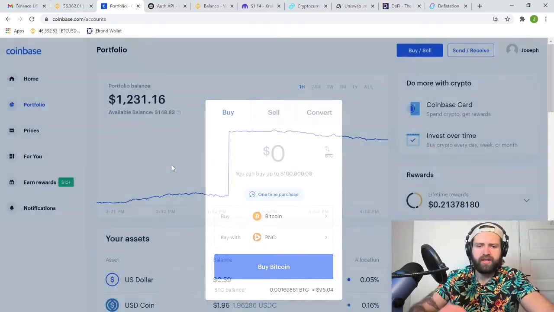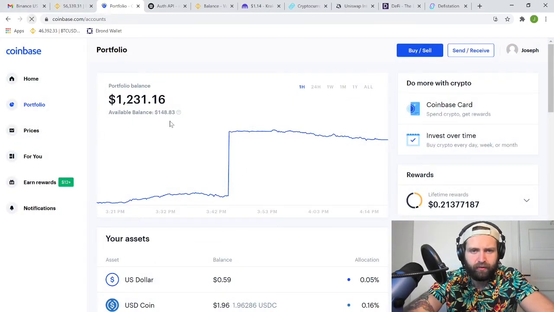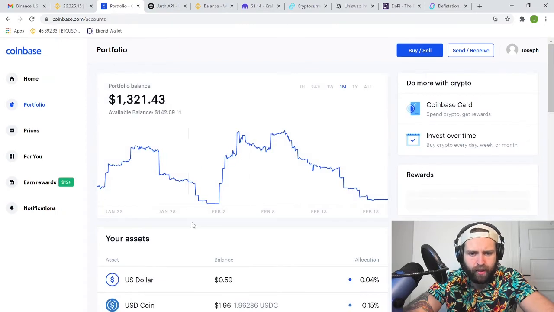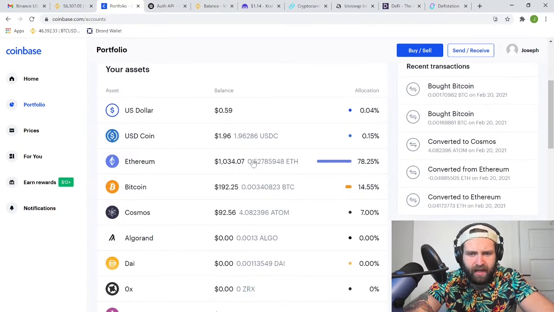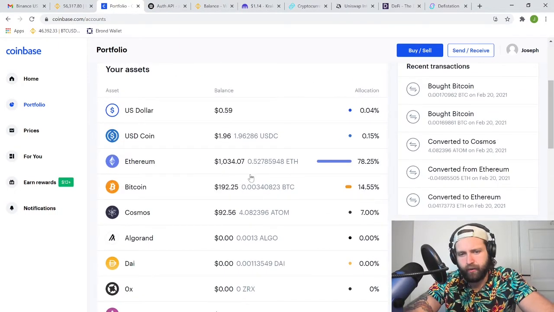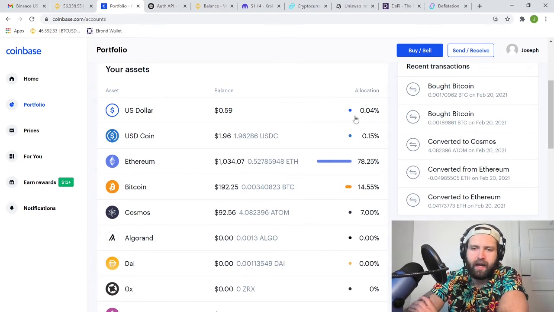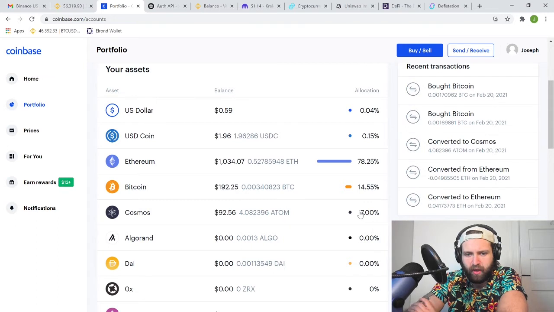So that purchase is done. I'm going to refresh the page, and if I go back into my portfolio, I should be able to see that I now have $192 worth of Bitcoin in this account, or a total of 0.0034 in change Bitcoin, or 340,000 Satoshis. It will also break down how much of your portfolio is made up of each project.